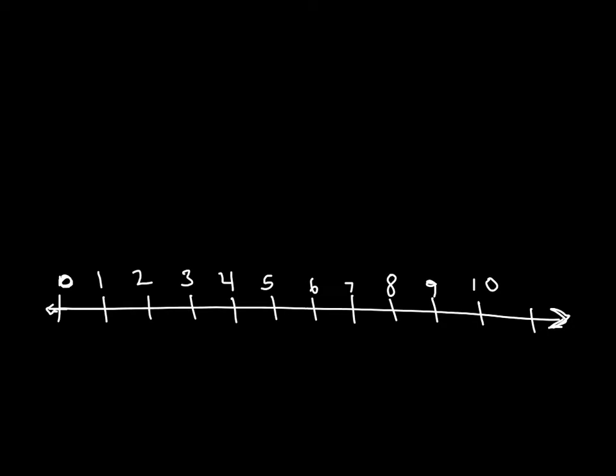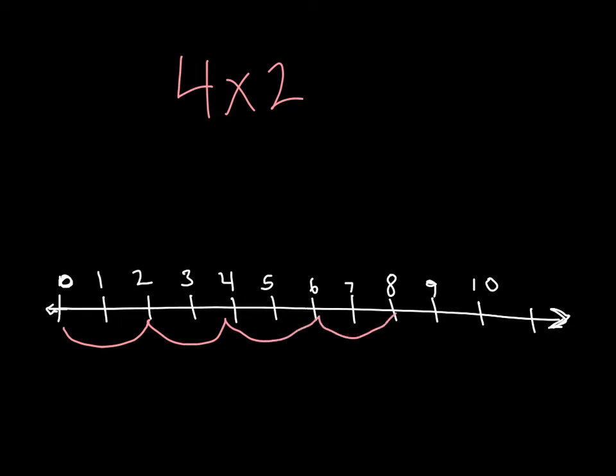Let's try a different example. What if I wanted to model 4 times 2 using a number line? Well, remember, I can read that as 4 groups of 2. So that means I'm going to have 4 different jumps, and in each jump, I have to go past 2. So this is my first jump or group. So that's 1, 2, 3, 4. So 4 groups of 2 takes me all the way to 8. 4 times 2 equals 8.